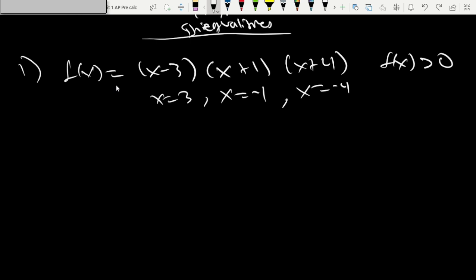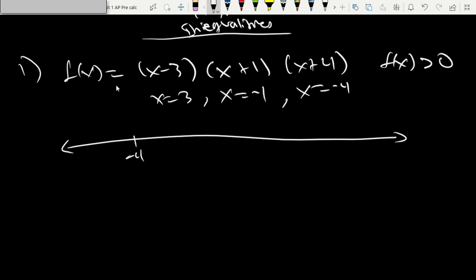Now that we have identified the zeros, we're going to make a number line, and we're going to plug the zeros in. So -4, -1, and 3.